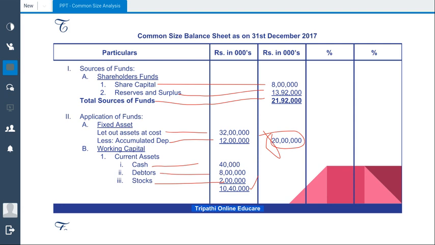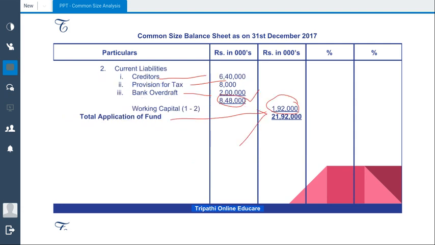Okay, so our total sources of fund and total application of fund tally. Now let us try to calculate the percentage. Here again, as we have taken net sales as the base under the income statement, in the balance sheet also we will have to take some base, and taking that as a base, we will have to calculate the percentage for each and every item.